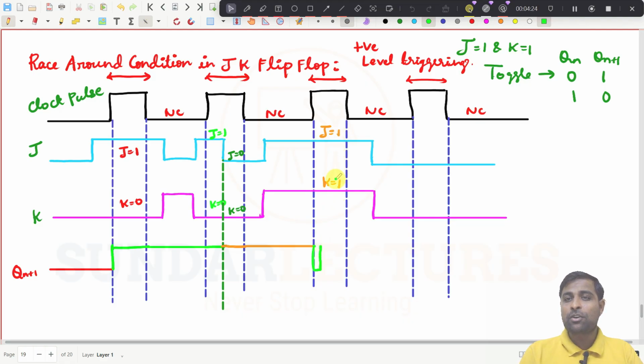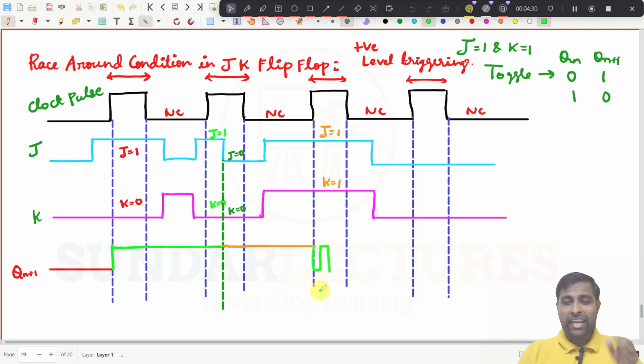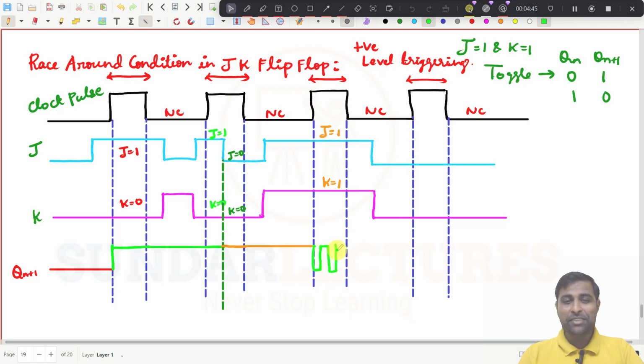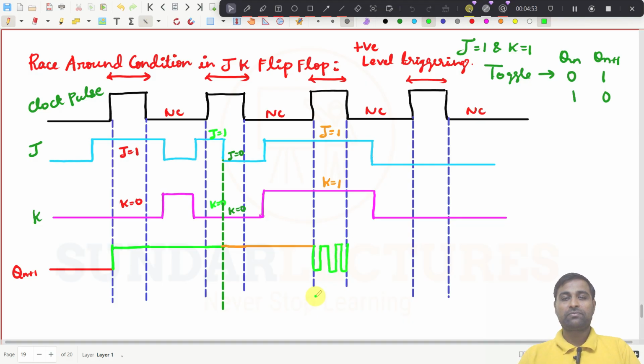Since here again J is equal to 1, K is equal to 1, the output again goes to 0. Again the flip flop will take some delay to process the input, because it is high level triggered here. So again it goes high, and again it is 1, so it will come to 0, and again it goes to 1. And here it is a no change condition because there is no clock pulse, so this will be retained now.